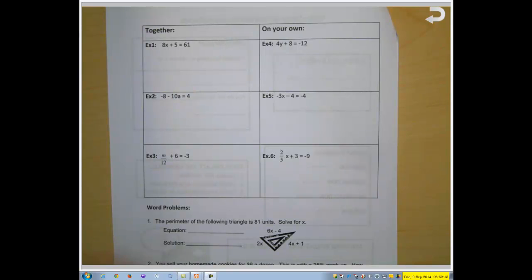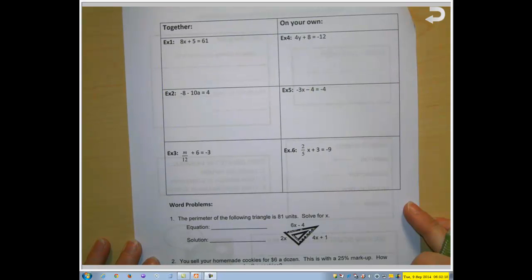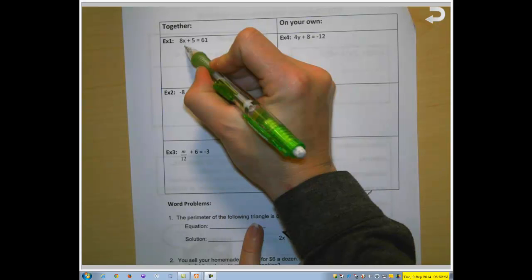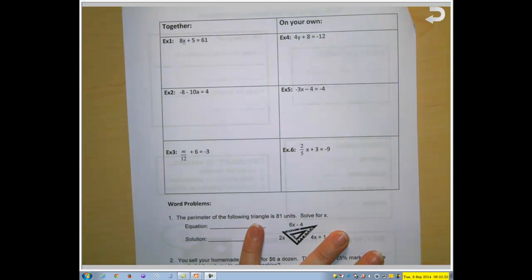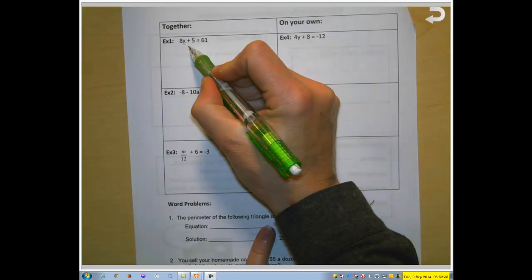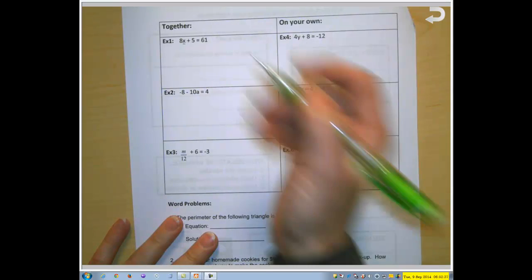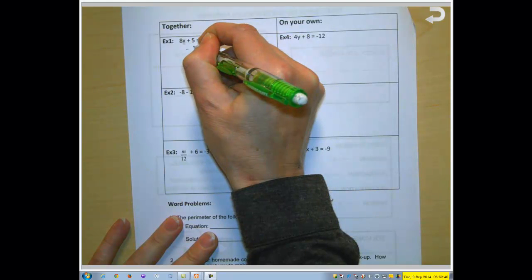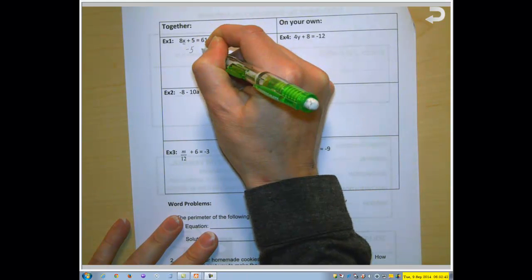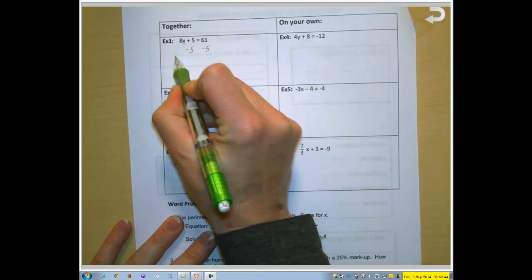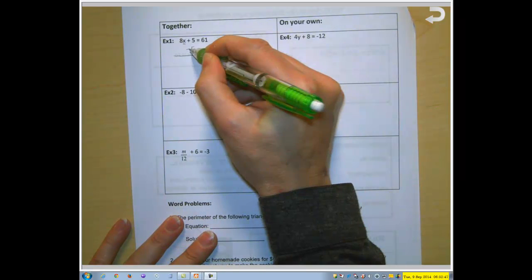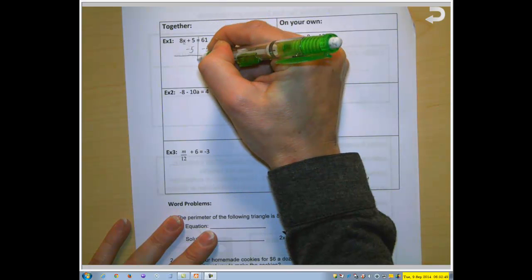So let's do some examples of solving two-step equations. So our first step is to find the variable in the problem. Here's our variable. In this problem we have an x. The second step is to find the addition or subtraction and do the inverse operation. So I have a plus 5 here. So I'm going to do the inverse operation, which is to subtract 5. And I'm going to follow the golden rule. I'm going to do the same thing on both sides of the equal sign.